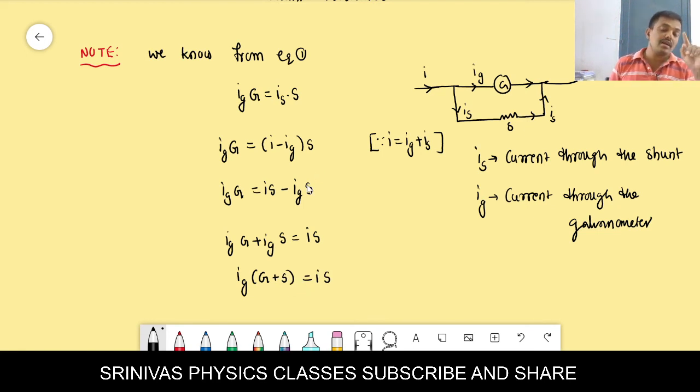You remember, I suffix S is different, and I into S is different. This is I into S, it is not I suffix S. I suffix S we wrote as I minus Ig. Remember, don't be confused between Ig, Is and I. I is the total current, I suffix G is the current through the galvanometer, and I suffix S is the current through the shunt.